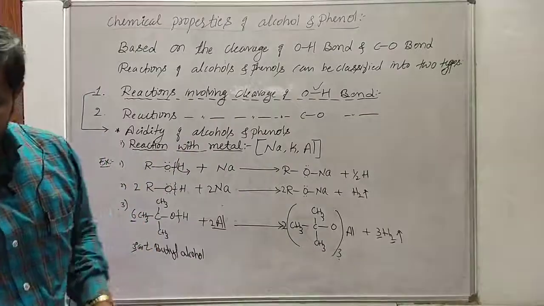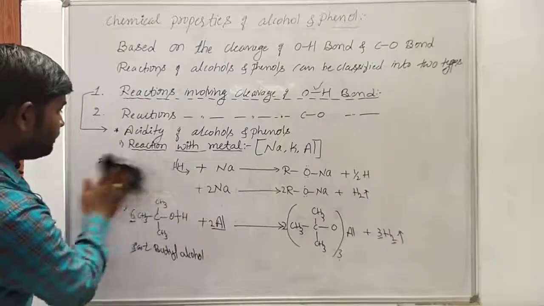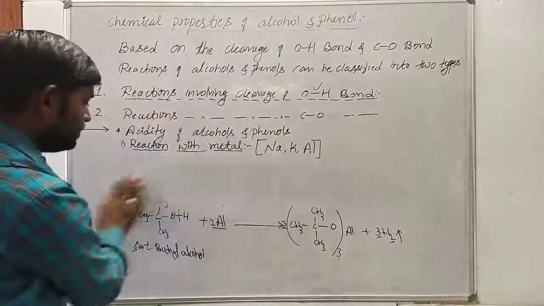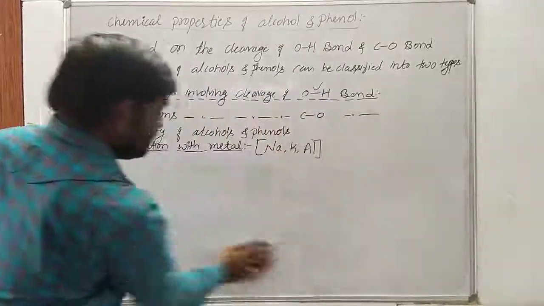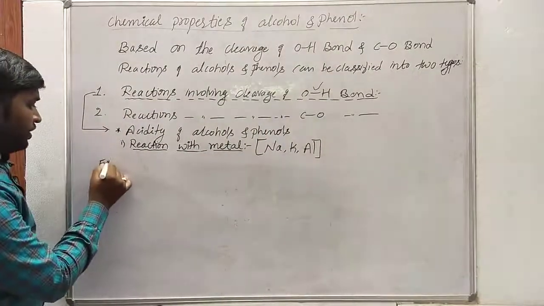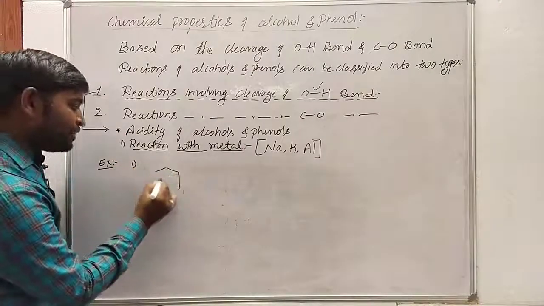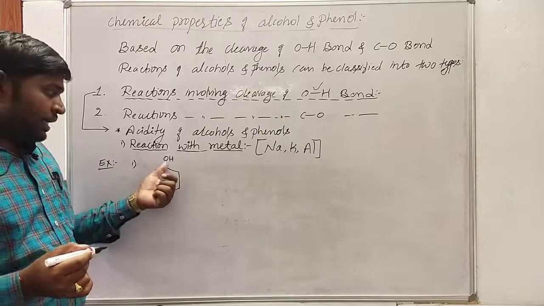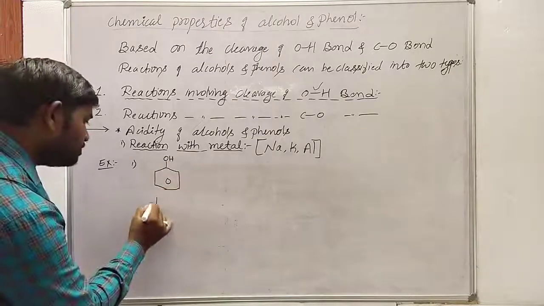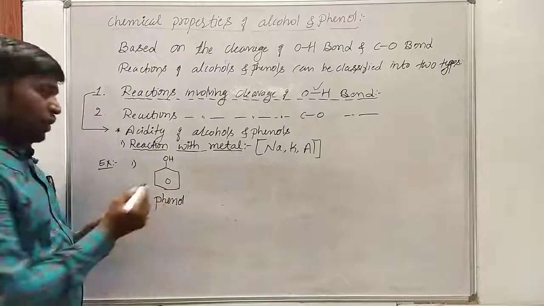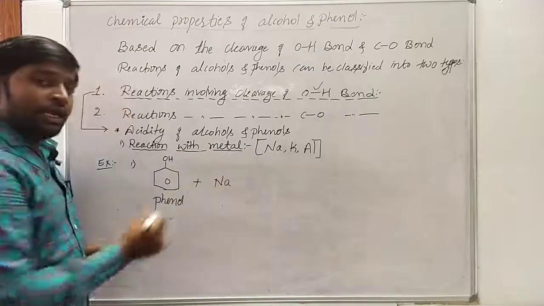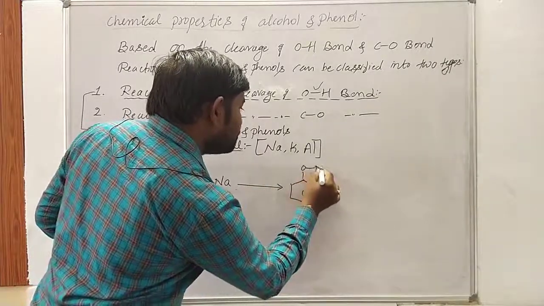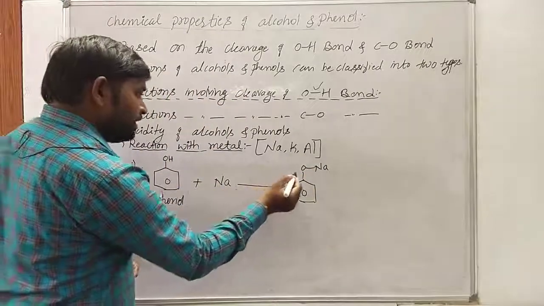Let us take examples for phenols. First one: phenol, an aromatic benzene ring having one OH group, is called phenol. When this phenol molecule reacts with sodium, that leads to the formation of sodium phenoxide. This is the molecule called sodium phenoxide.